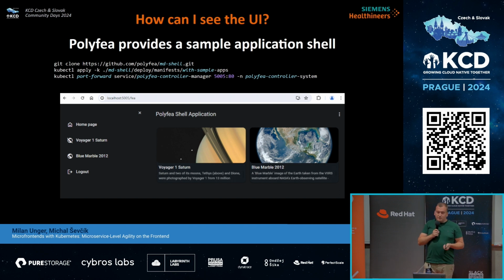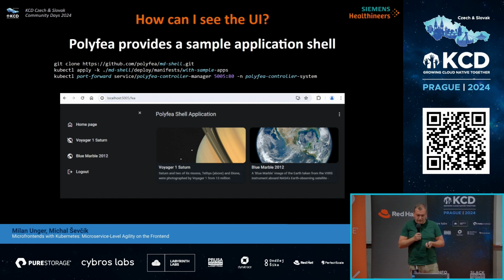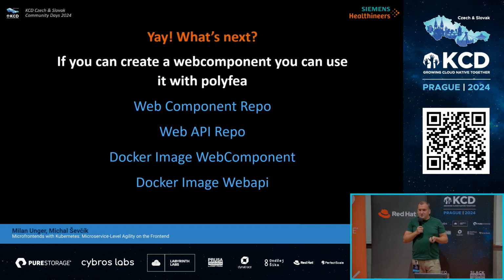We have a manifest without sample apps, but if you want to see something very quickly, you can also use the sample apps as something to play around with. So you just apply it, and again, if you have a plain empty cluster, you can just port forward the service of the controller, and you should be able to see this exact application. So this works. You can click around, you can see different web components there, but maybe that's not what you want. Maybe you want to add something of your own, right?